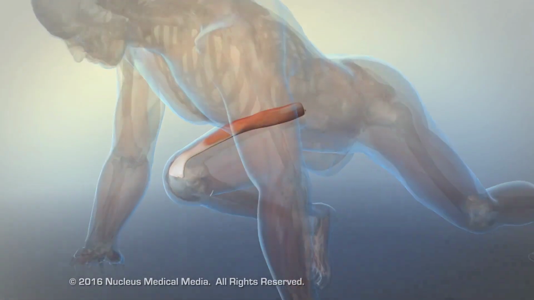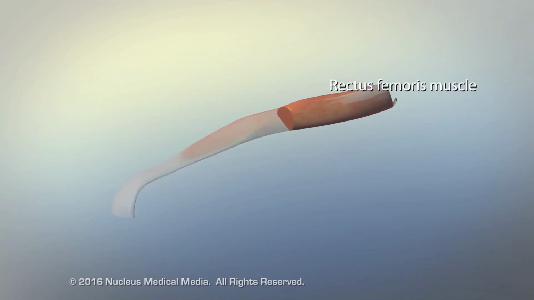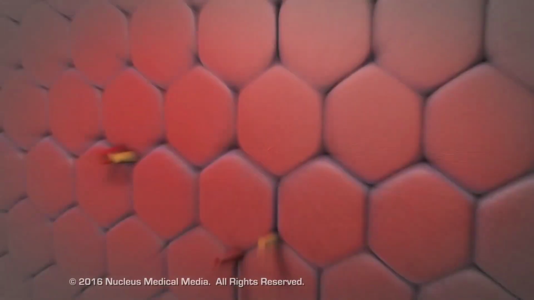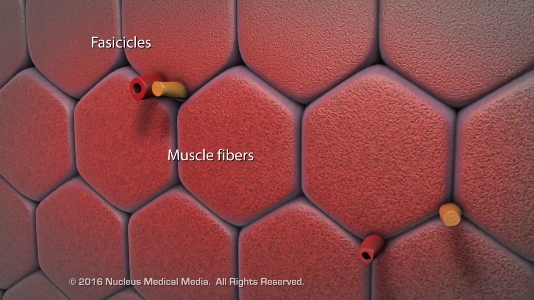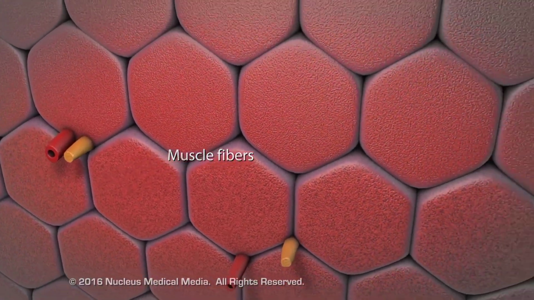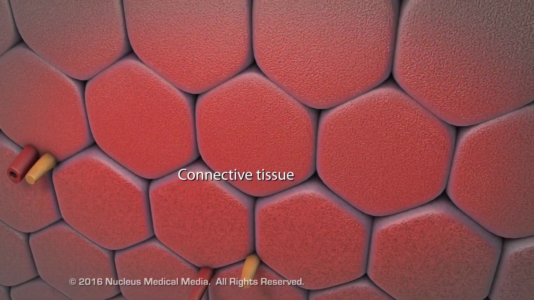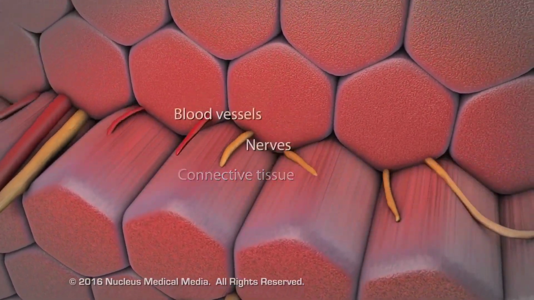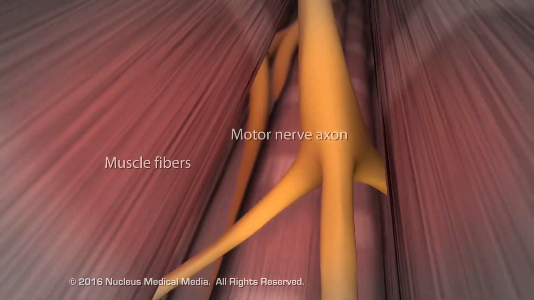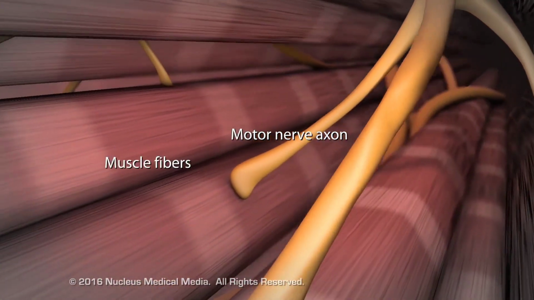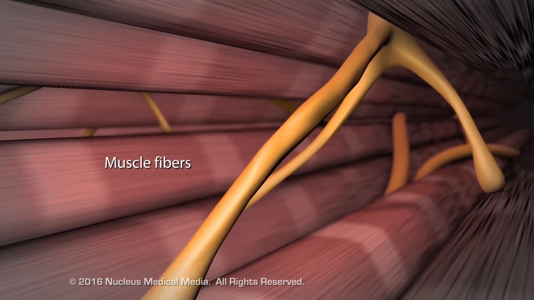Skeletal muscles are voluntary, controlled consciously by the nervous system, and are made up of fascicles, which are bundles of muscle fibers surrounded by connective tissue, blood vessels, and nerves. Motor nerve axons supply one or more skeletal muscle fibers, constituting a motor unit.